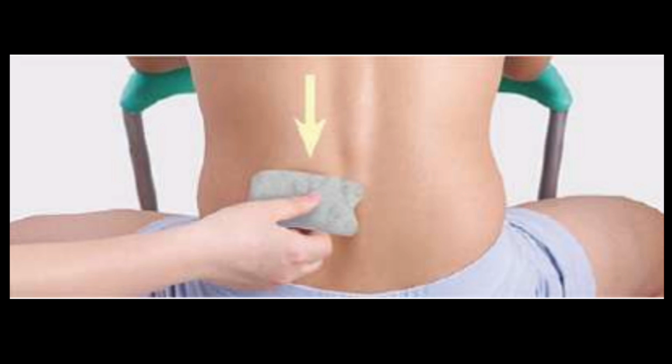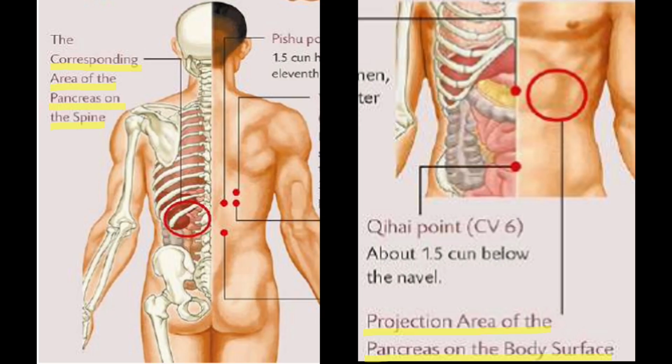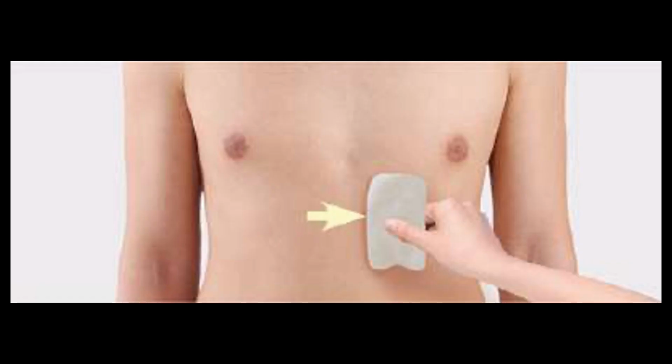The corresponding area of the pancreas on the spine. Method: use the surface scraping and the dual angle scraping to scrape the area from up to down. The corresponding area of the pancreas on the spine and the projection area of the pancreas on the body surface. For the projection area of the pancreas on the body surface, use the flat scraping to scrape the area on the ribs from inside to outside.